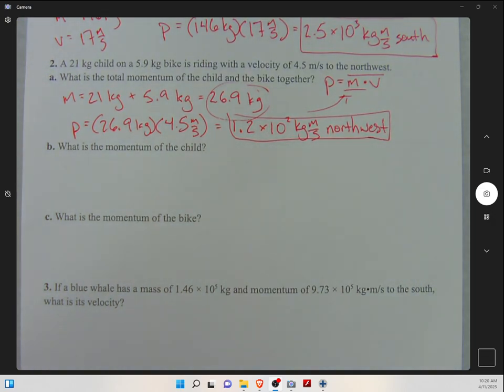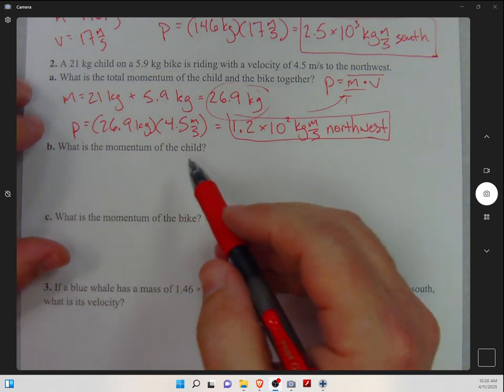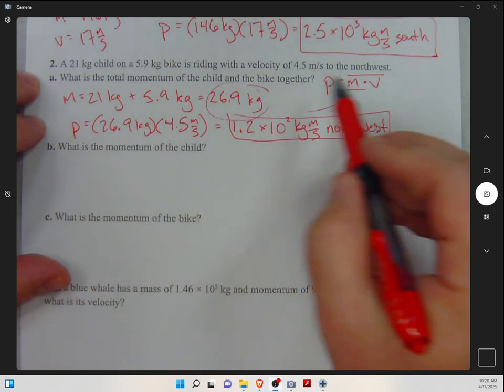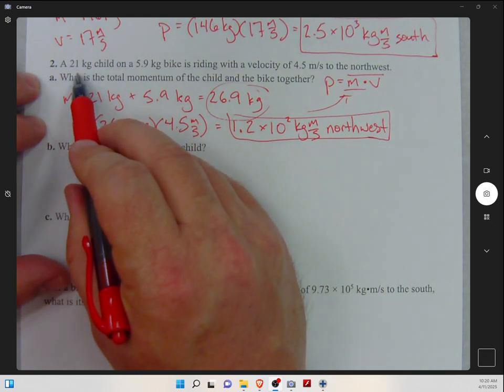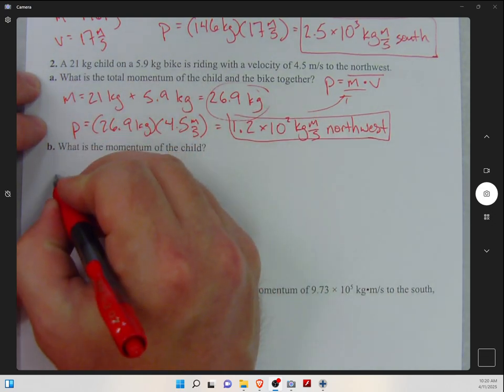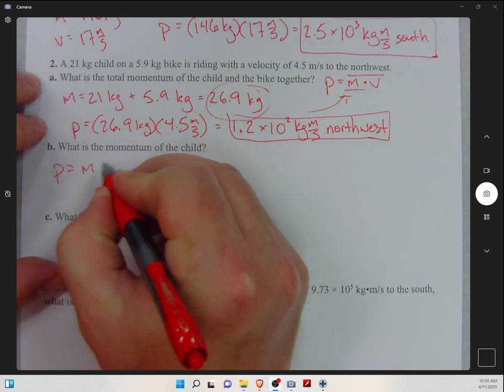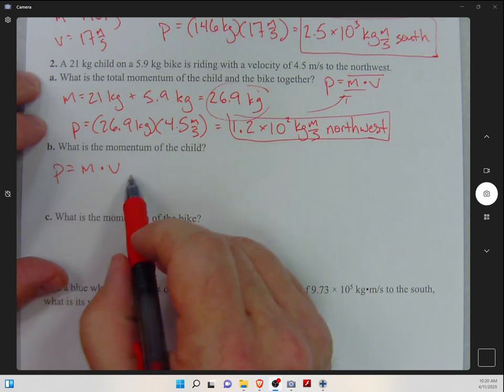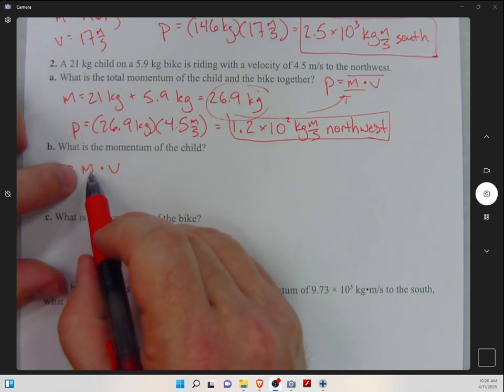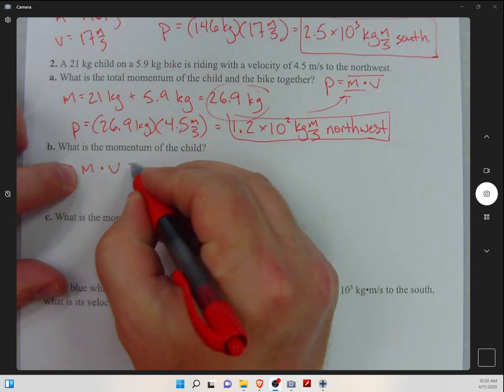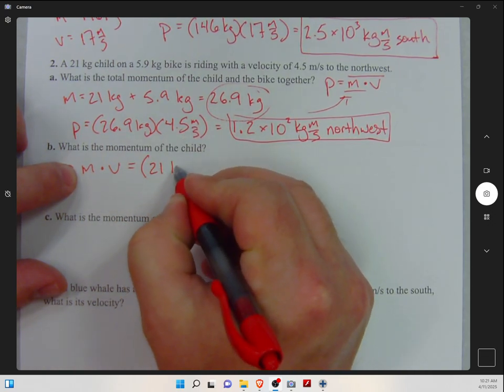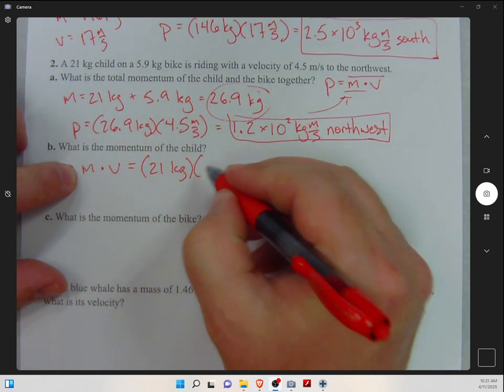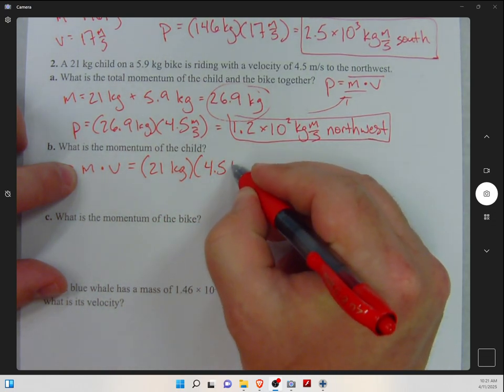Moving on to part B, the momentum of just the child by itself. Here, I am actually having a lot easier time because I don't have to add anything. The mass of the child is 21 kilograms, right? So again, momentum is equal to the mass multiplied by the velocity. In this case, there's only one thing that I'm considering, the momentum of the child. So I just need to use the mass of the child, so 21 kilograms, multiply that by that same velocity, 4.5 meters per second.